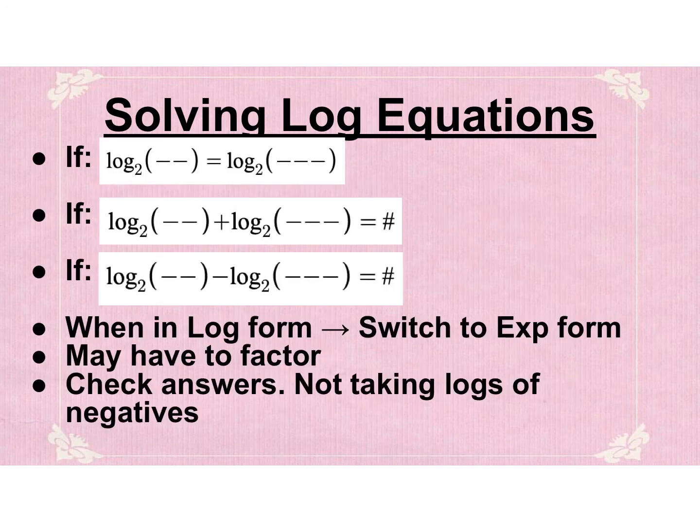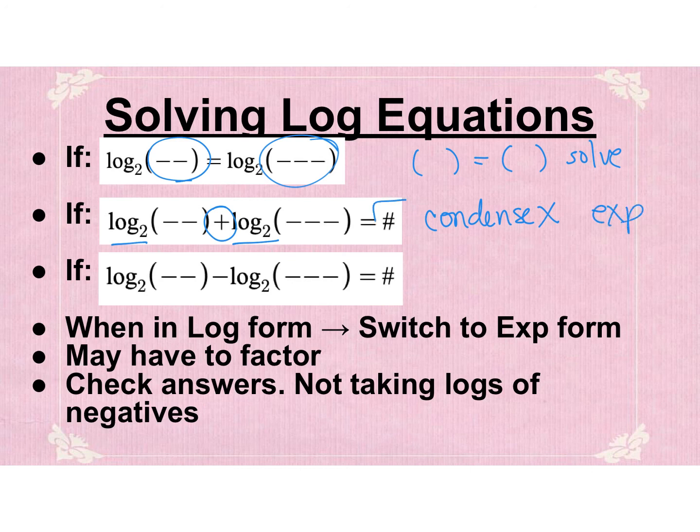Sorry about that. And just to kind of recap, if you have log base same number of a parenthesis equaling a parenthesis, you can just set those parentheses equal to each other and solve. If you have the same base and you're adding, you're going to condense with multiplication and then go to exponent form because it's going to equal a number. And if you have it with subtraction, you're going to condense with division and then go to exponent form. So once you're in log form, switch to exponent form. You may have to factor. Don't forget to check your answers. We don't want negatives. Nice job.